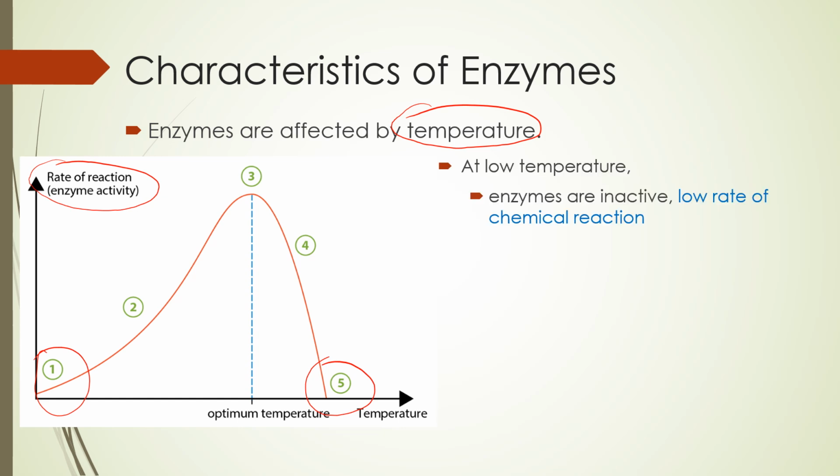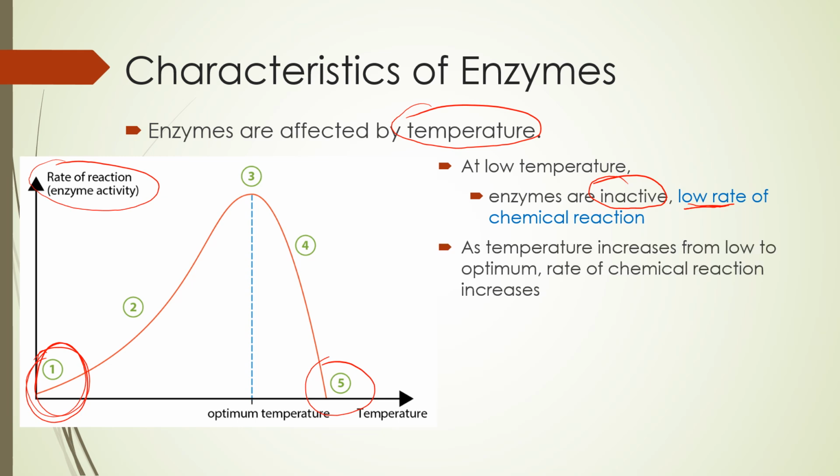At low temperature over here, enzymes are considered inactive. That means they are very slow in their reaction, and so even though the reaction happens at this temperature, it is a very low reaction because the enzymes are inactive. We describe the activity as being inactive. If I slowly increase my temperature from very low, the enzymes will start to work harder, and so the rate of chemical reaction increases. You can see in this graph that it is going higher and higher.